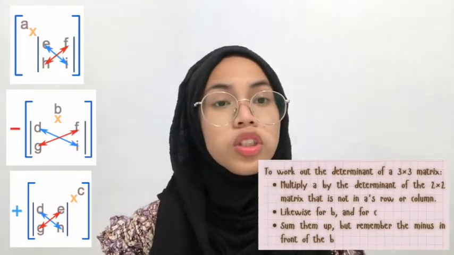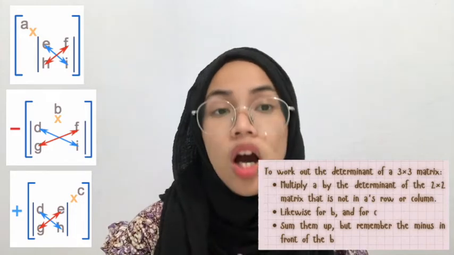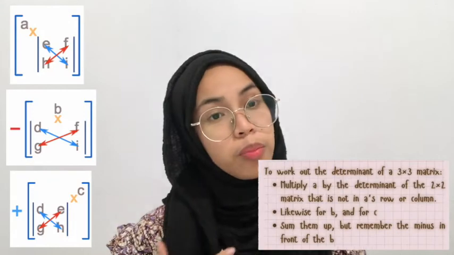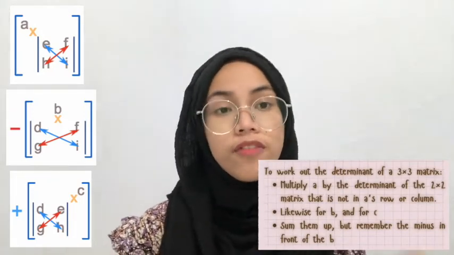To work out the determinant of 3 by 3 matrices, multiply A by the determinant of the 2 by 2 matrix that is not in A's row or column. Remember the term minor of an element. If we want to look at the element A, we should derive it by deleting all the elements in A's row and column. So for A, the determinant is of E, F, H, I. Likewise for B and C. Then sum them up, but remember the minus in front of the B.